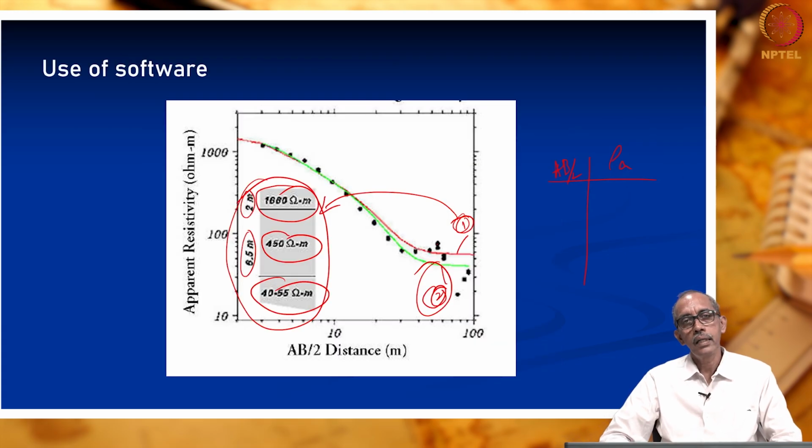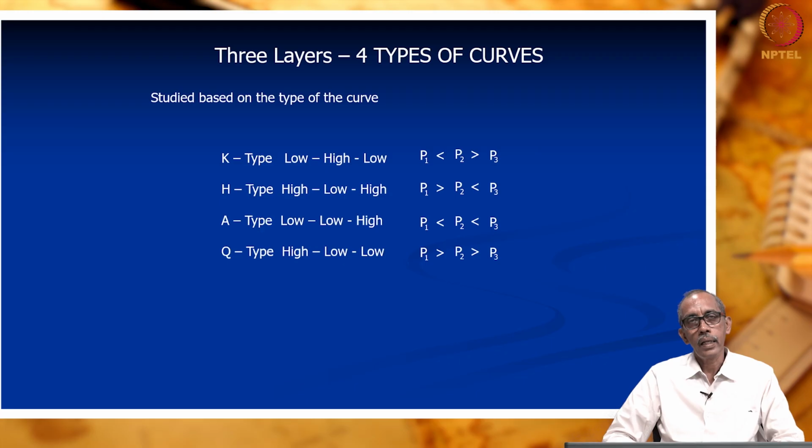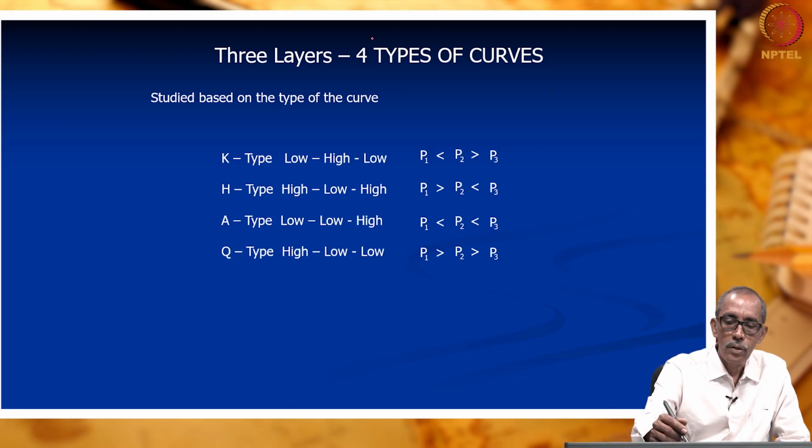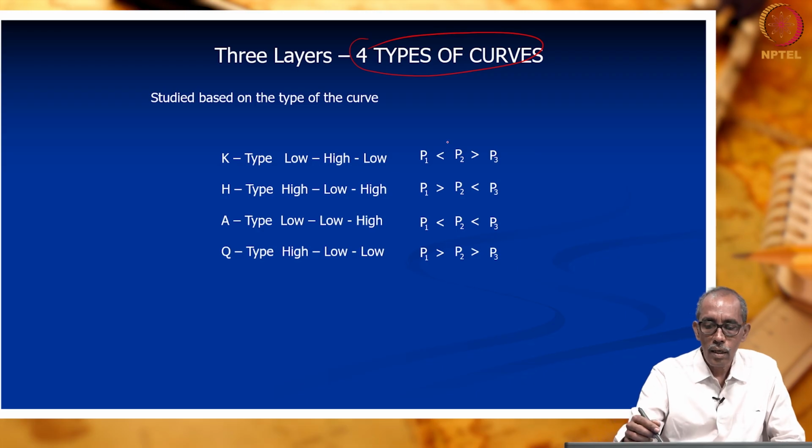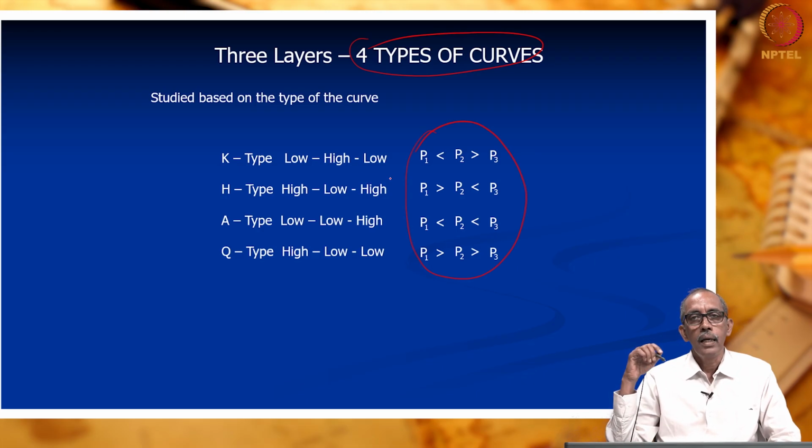Towards the end we had seen the use of commercially available software to interpret the resistivity data obtained by vertical electrical sounding. In general, the data which we obtain can be classified into 4 different types. Suppose you consider a classical 3-layer case, these are all the possible combinations which we may end up getting during our field investigation.